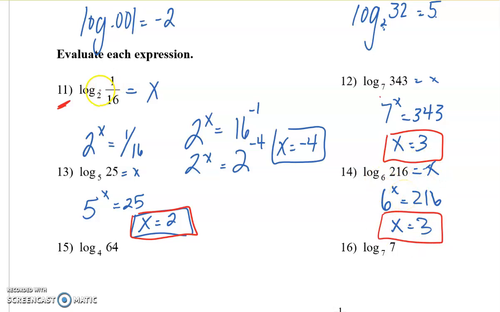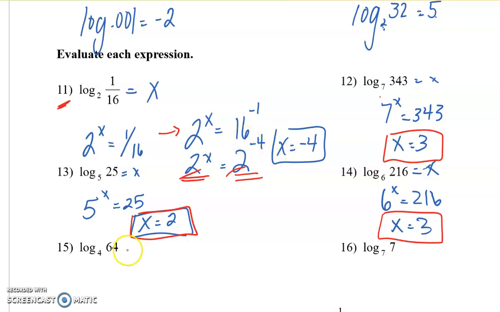Now let's look at 11. 2 to what power is 1/16? Well, what I'm going to do is make it 2 to what power is 16 to the -1. Then I'm going to keep this as 2 to the x, but I'm going to change 16 as 2 to the -4th. And that's when I can cross my 2's out.